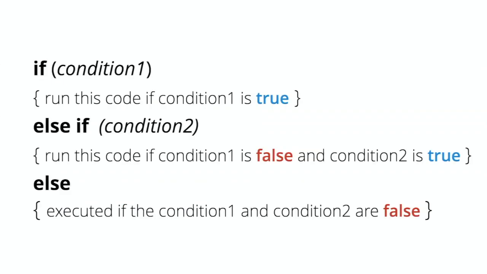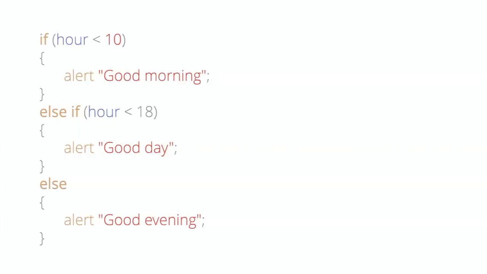Again, we can make this a little more complicated with our else if, okay? So for example, if condition 1, run this code if the condition is true. Else if condition 2, run this code if condition 1 is false and condition 2 is true. Else execute if condition 1 and condition 2 are false, right? That starts to become a bit more of a mouthful, but it's easier to see if we just write it out. So this is a different way of doing this.